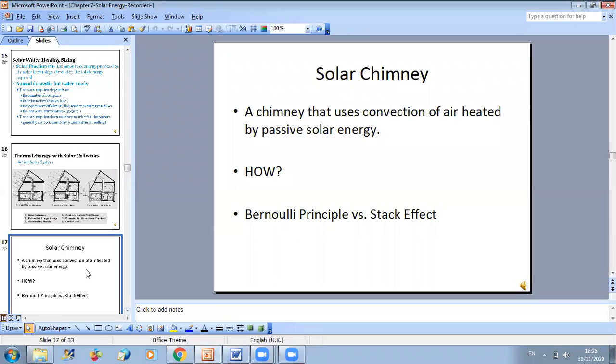Now, another important application of solar energy is the solar chimney. A chimney uses the convection effect in order to circulate and heat a space. It is based on relying on convection of air to heat a certain space. What is the concept of the solar chimney? It relies on the Bernoulli principle and the stack effect. So here you have two possible effects, either the Bernoulli principle or the stack effect, and we will explain each of these two.